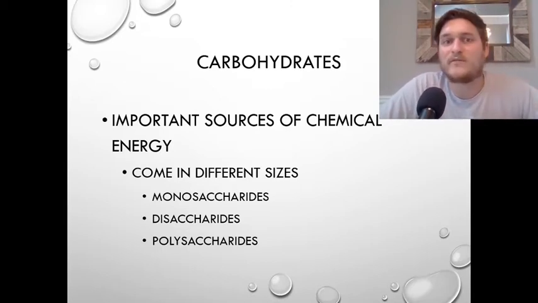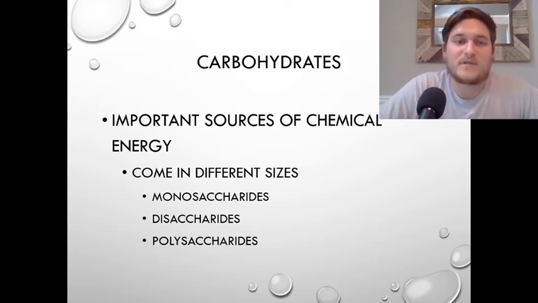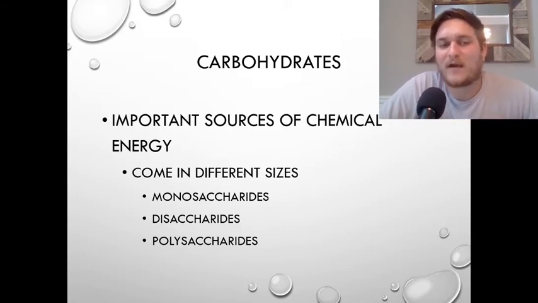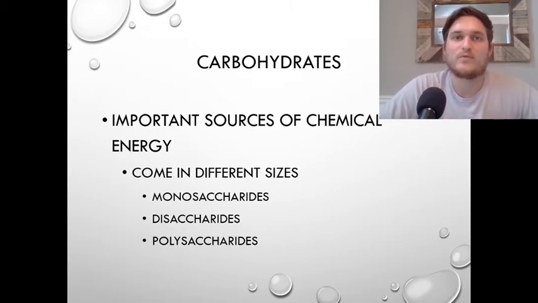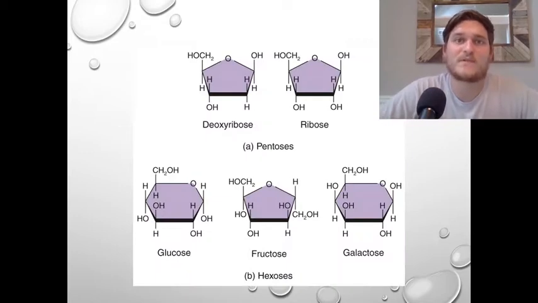So they come in all different sizes and shapes. And so, a monosaccharide is going to be a single carbohydrate monomer. A disaccharide is going to be two of those, a dimer, and then polysaccharides is anything more than two of those monomers put together. Here we see examples of monomers or monosaccharides for carbohydrates.